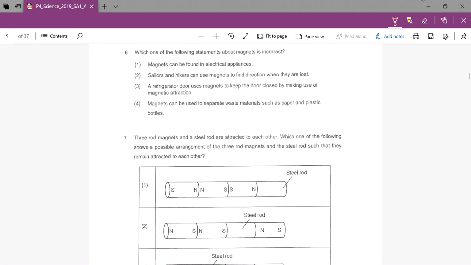Question 6. Which one of the following statements about magnets is incorrect? Magnets can be found in electrical appliances, yes. Sailors and hikers can use magnets to find direction when they are lost, yes. The compass will help them. A refrigerator door uses magnets to keep the door closed by making use of magnetic attraction. Definitely true, right? Magnets can be used to separate waste materials such as paper and plastic bottles. That is not true. Paper and plastic, they are non-magnetic.